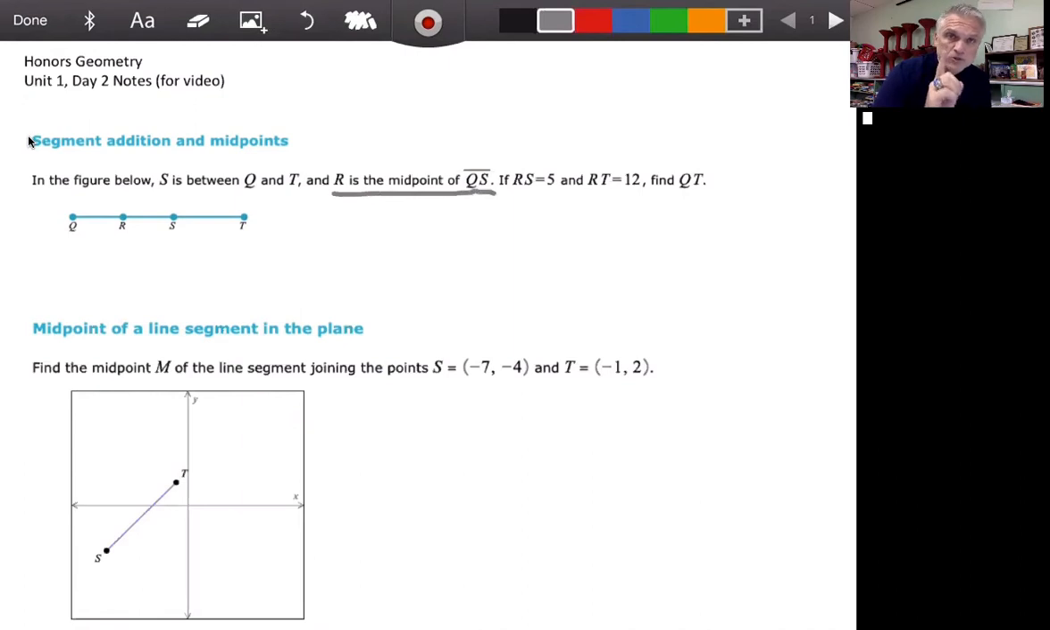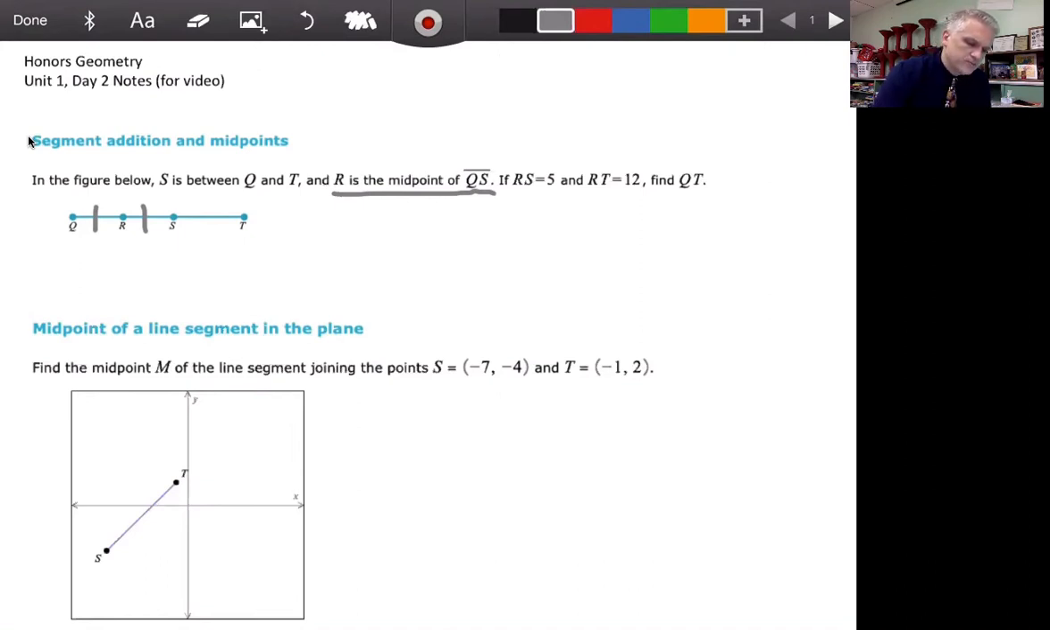So I'm going to do this. This is kind of important, so watch this. R is the midpoint of QS. That means that R splits QS into two congruent halves. So that means RQ and RS are congruent. So I just made one single congruent slash on each of those two separate segments, okay?